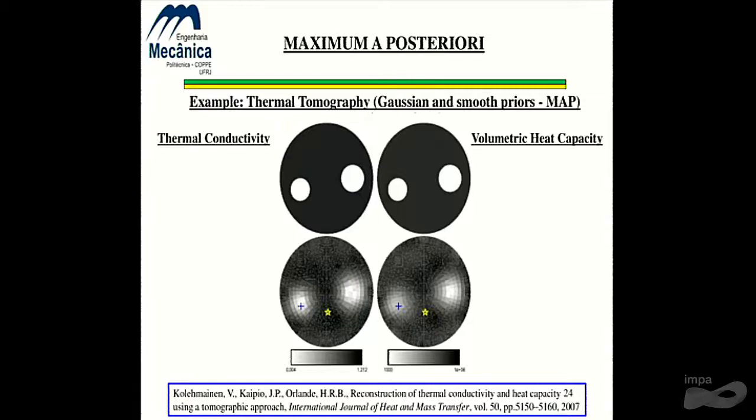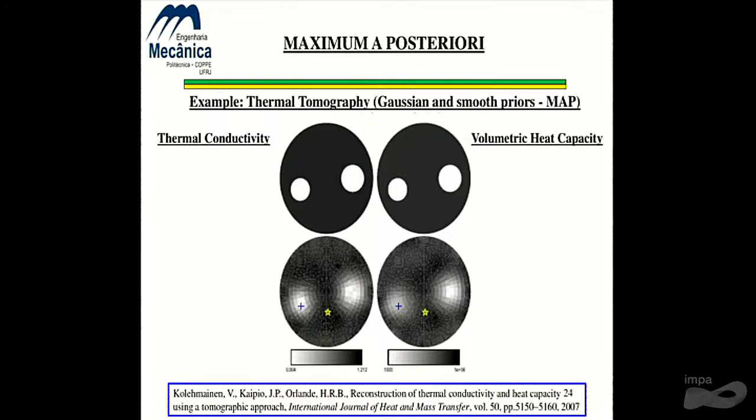And here is one example that is a thermal tomography, where we have a two-dimensional medium, okay? And in this two-dimensional medium, we have two inclusions, okay? And these two inclusions actually represent thermophysical properties different from the base material. And in this case, what we are calling here thermal tomography, we heat.